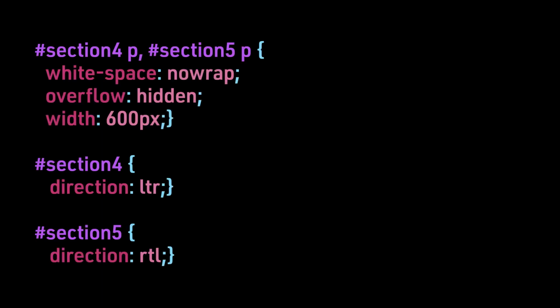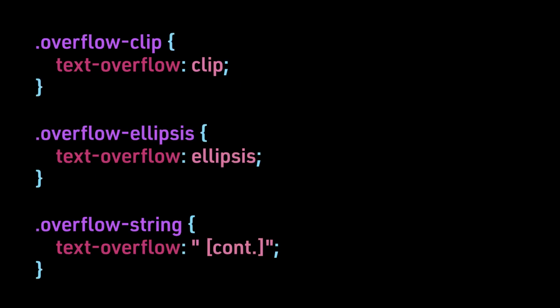Here is the CSS. First, we have to control the overflow, so it is required to set the overflow property and the white space property. We limit the width to force an overflow. Next, we will change the direction of reading using the direction property. LTR signals left to right, while RTL signals right to left. Finally, we set the text overflow property. We will look at clip, ellipsis, and the use of a custom string.